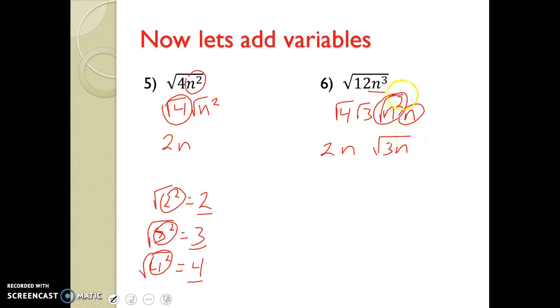Because the square root of n squared is just n, and then I can't take the square root of just one n, so that has to stay inside the radical sign. So my answer here, the square root of 12n to the third simplified, would be 2n on the outside, but then I can't pull the 3n out, so that has to stay inside the radical sign. And I would say this as 2n times the square root of 3n.